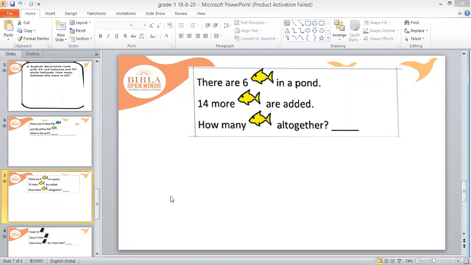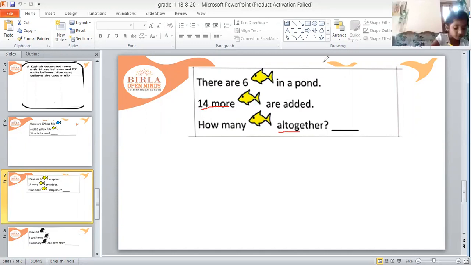Children, now I hope you all have completed this. Okay, so now we'll start writing these statements. The question is, there are 6 fish in a pond. There is one pond. In that pond, there are 6 fish and 14 more fish are added in that pond. Now they are asking you how many fish are there all together.